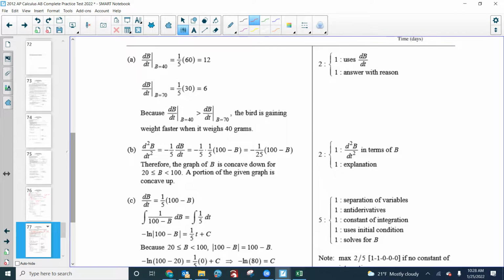Portion of the graph is concave up. It can't be that way, all right? You could put the second derivative is always negative. That can't be the graph because it's concave up in some portions. That would be fine too. All right, let's keep moving.